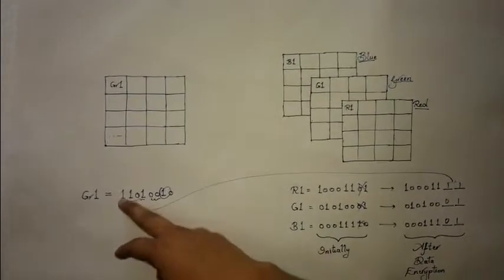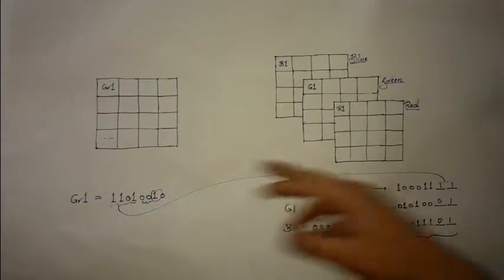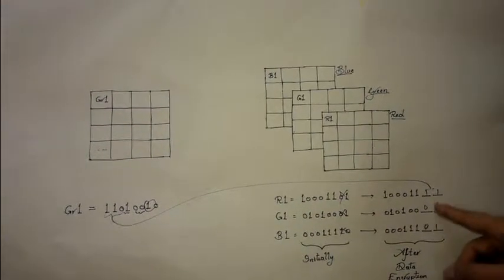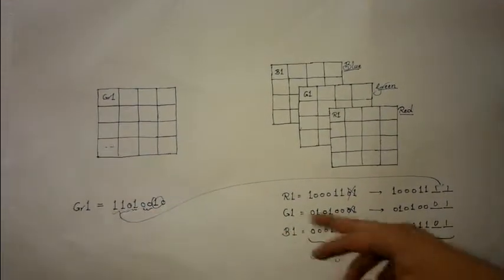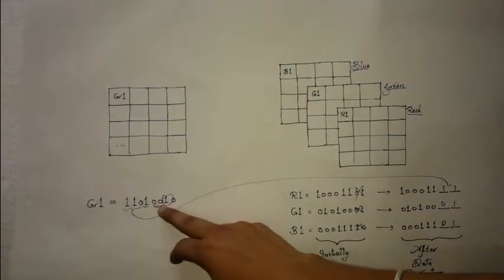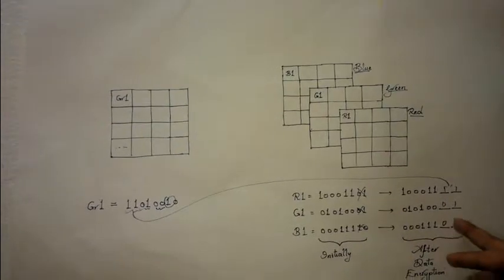So we are taking the 2 bits 1 1 and storing them in the lowermost significant bits of red, R1. Then the 2 bits 0 1 go in G1, and then the remaining 2 bits 0 0 go in B1. So this is the algorithm which we are using for data encryption.